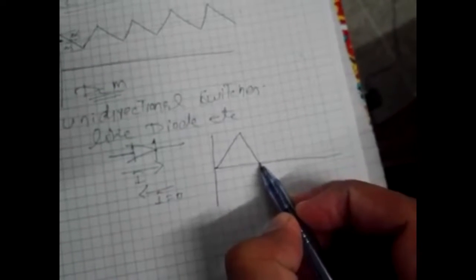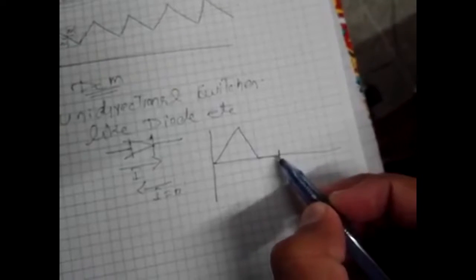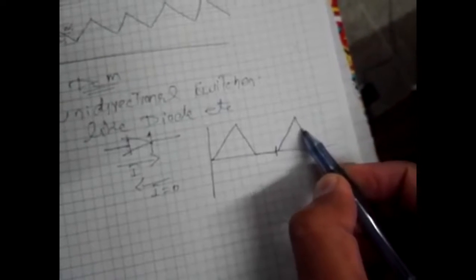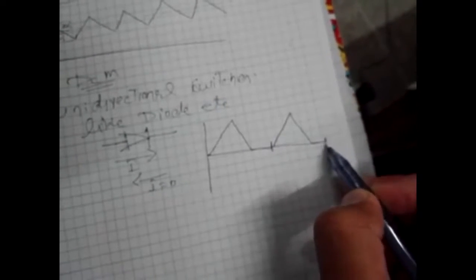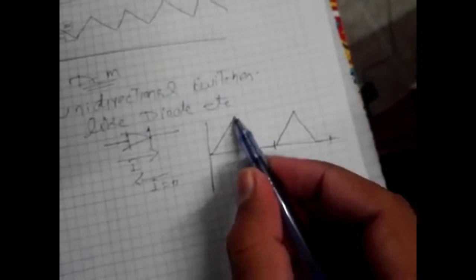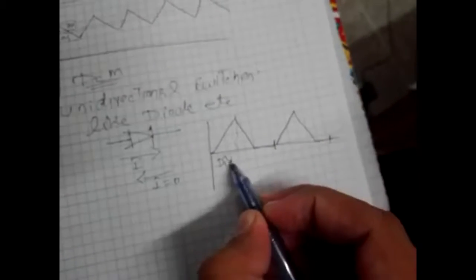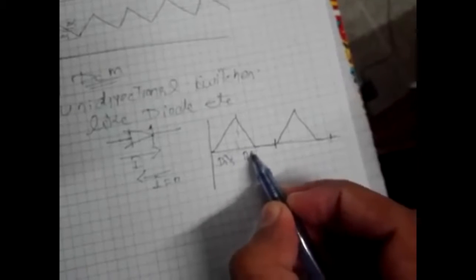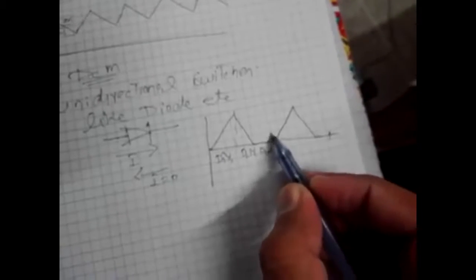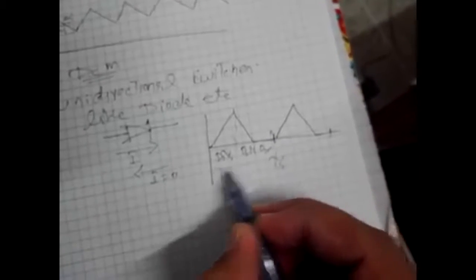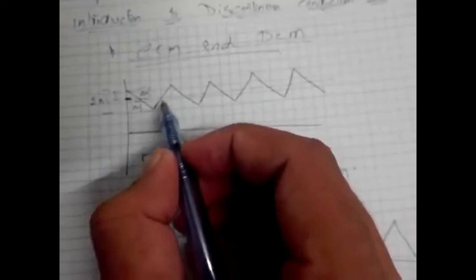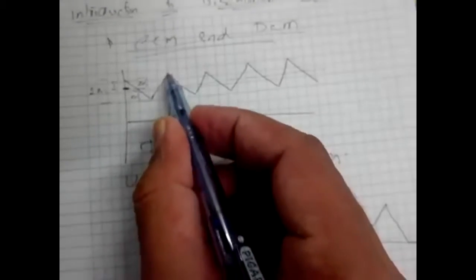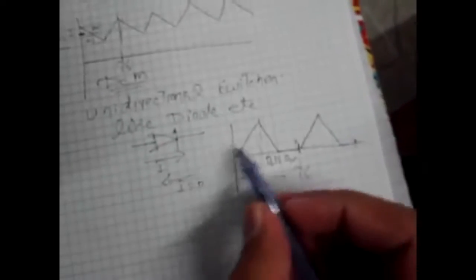So when we use this, in discontinuous conduction mode we get this type of inductor current ripple and capacitor voltage ripple. This is D1 TS, this will be D2 TS, this will be D3 TS, and up to here it is equal to TS. So now how does this happen?